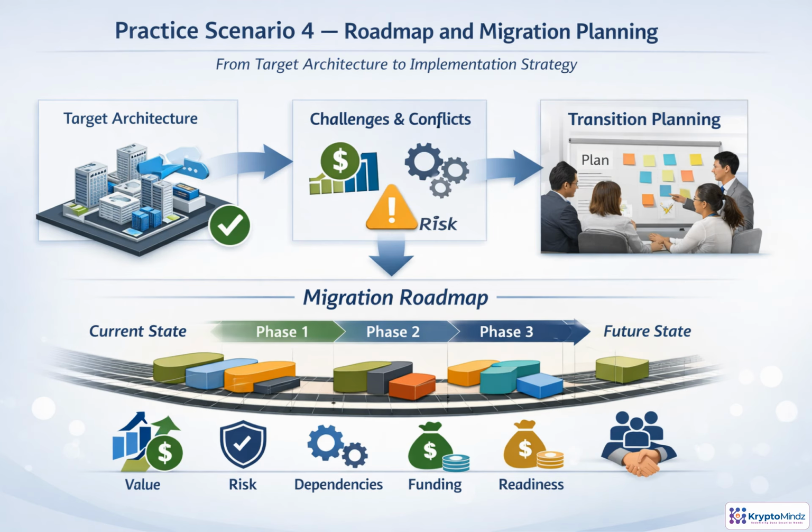Here, the target architecture is no longer the debate. The challenge is turning it into a migration roadmap people can actually execute. Use phases E and F to break the target into work packages, define transition architectures, and sequence them by more than technical logic. Ask what delivers business value early, what reduces risk, what depends on something else, what funding is available, and whether teams are ready. The common trap is choosing the cleanest engineering path. The better answer is the roadmap that is achievable, funded, and value aligned.